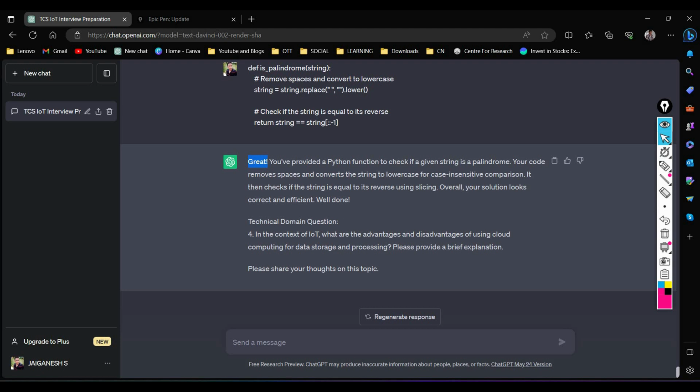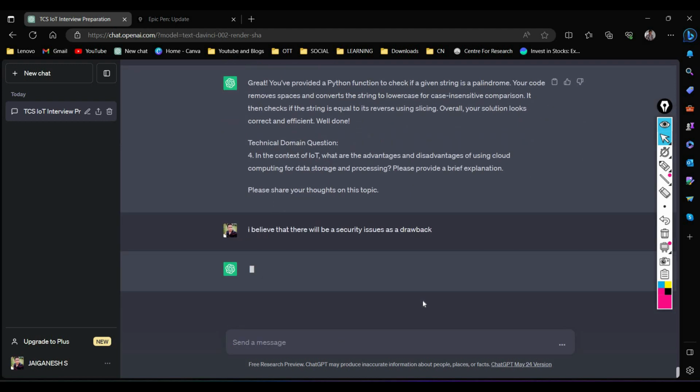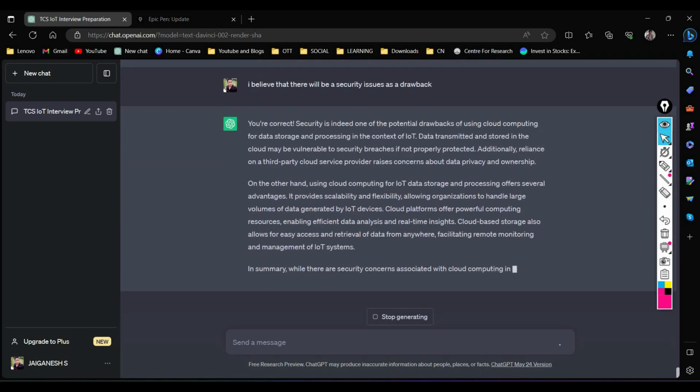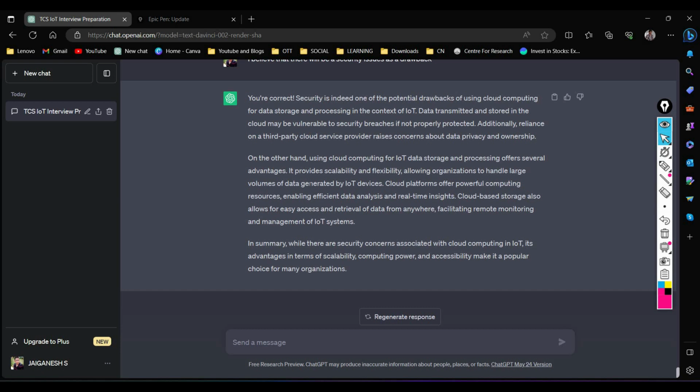So the next question is from the technical domain. In the context of IoT, what are the advantages and disadvantages of using cloud computing? For this question, I would like to keep my answer to one word or a very short answer so that I can check what impression the interviewer will get. So that's my very short response and it is not even precise. Let us see what impression it gives. It says that you are correct. So it is just emphasizing what exactly it says.